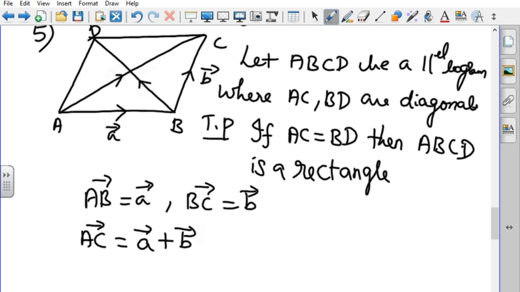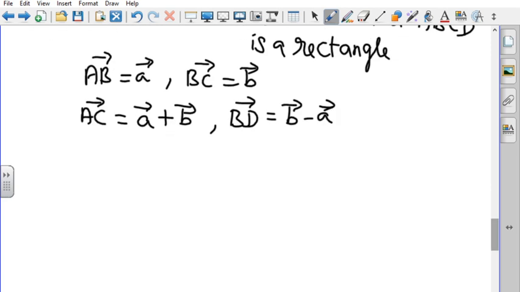How can you write BD? BD vector can be written as b vector minus a vector. Okay. Now let us go to the problem. It is given that AC is equal to BD, the diagonals are equal.